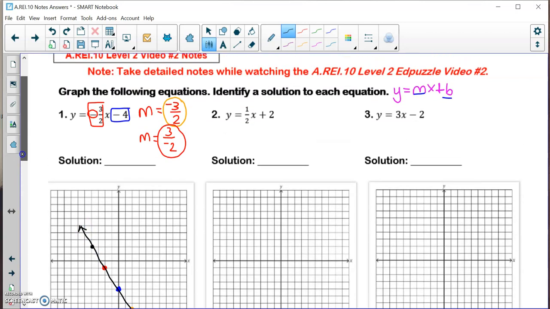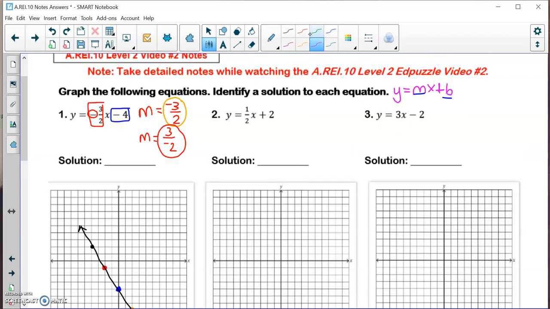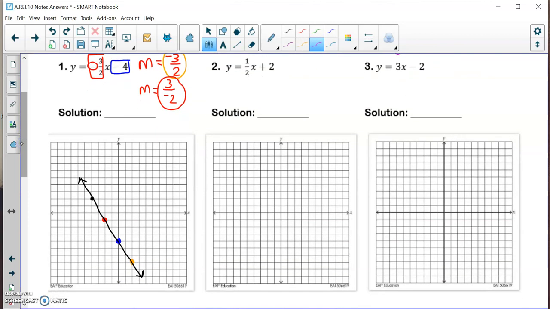Now, when I say identify a solution to each equation, your solution might be different than my solution. All I am looking for when I say a solution to each equation is I'm looking for you to identify one point on your line. So maybe this dot that I just highlighted in pink, maybe that's the solution you will give me. We write our solution as an ordered pair. That point that I identified is -2, -1.